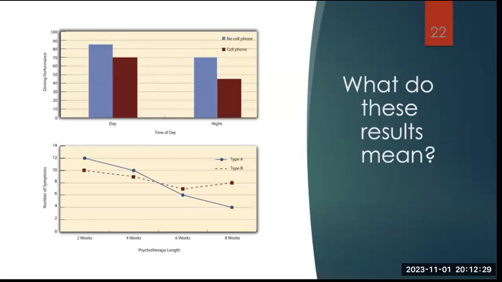Well, same thing. People who use their cell phone at night, which is the red bar, did worse than those who did not have a cell phone at night.